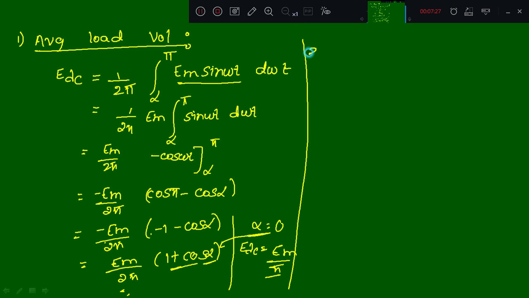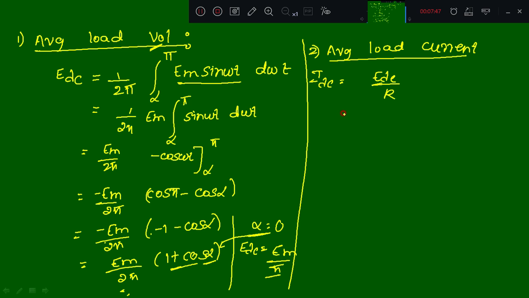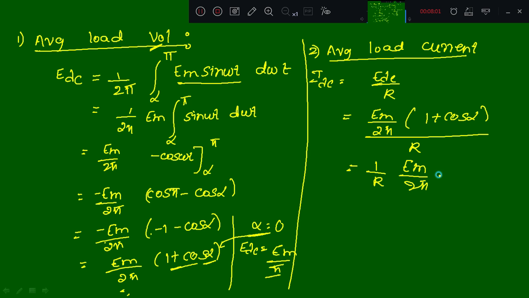Next we will derive the second derivation, which is the average load current. We have derived EDC, the average load voltage. Now we will derive IDC. IDC is given as EDC upon R. EDC, which we have just derived, is Em upon 2 pi into bracket 1 plus cos alpha, divided by R, or it can be written as 1 upon R, Em upon 2 pi into bracket 1 plus cos alpha. This is IDC.